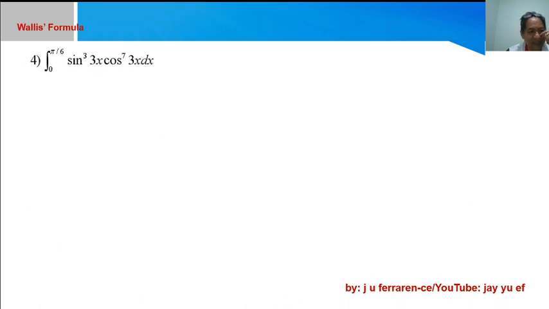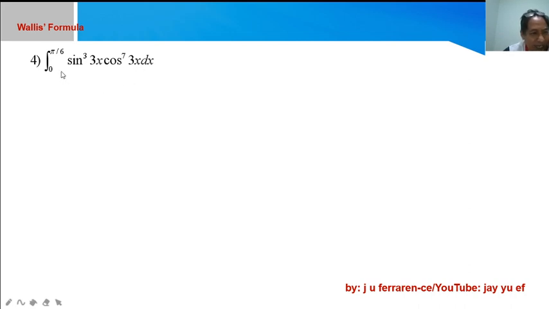So this is different. If you look at the given, Wallis is no longer applicable. Why? Because the limit is 0 to pi over 6. This is actually not the limit which is 0 to pi over 2. So Wallis is not possible to use in this case. The angle is 3x, and this is dx. So you cannot use Wallis because if this is 3x, this must be 3dx, since it should also follow the u-du form, just like in the formula of integration.